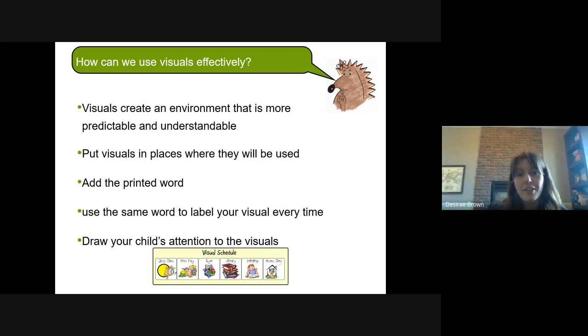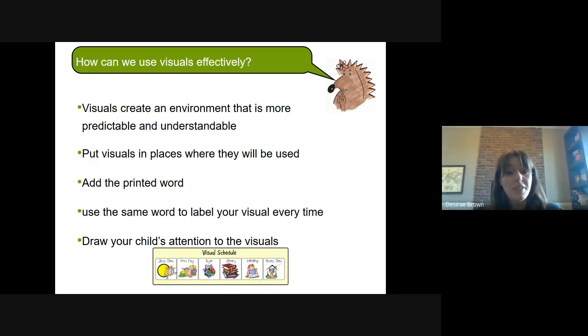But if it's just there and no one's ever saying, oh, look, what do we need to do first? And oh, let's see what's next, then they might not actually be looking to it and referring to it. So just helping them know where they are and referring to them. Like this example has a visual schedule.